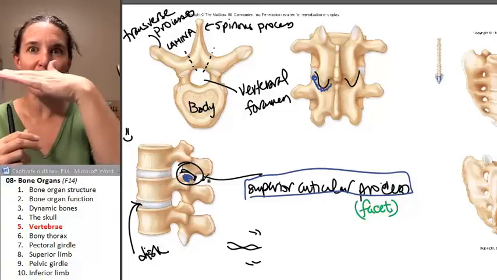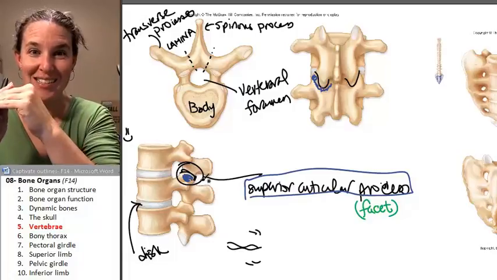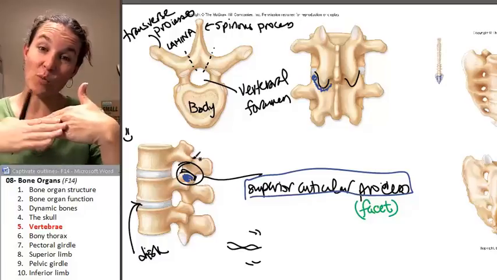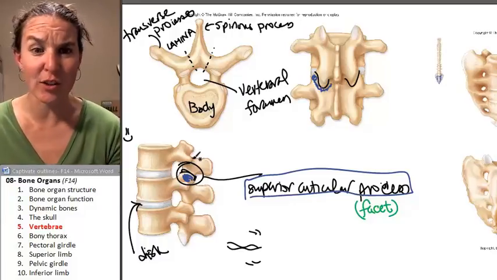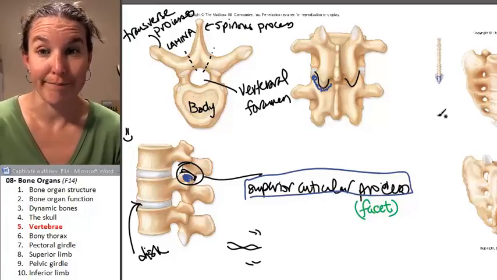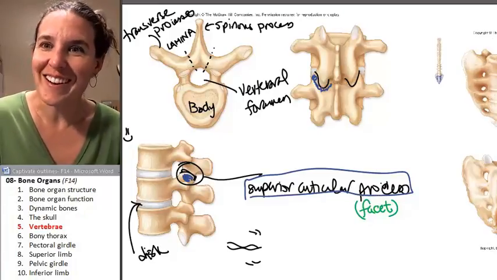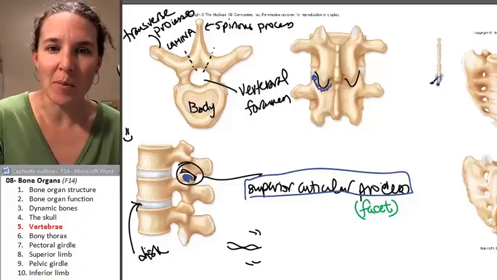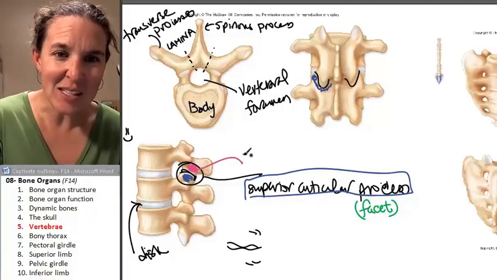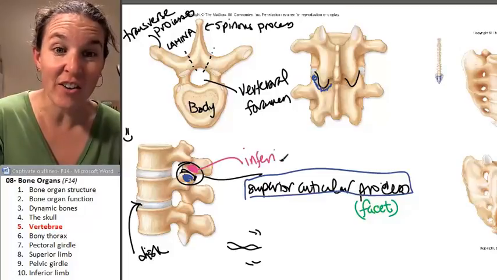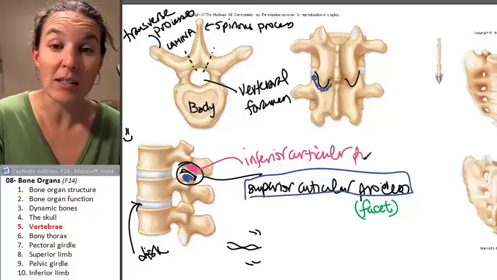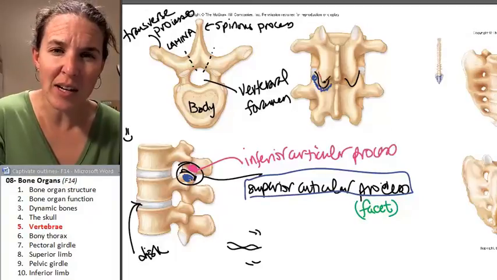So the superior articular process is the place where you find the superior articular facet, and who does it form a joint with? The inferior articular process. I'm going to make that one purple. And that's right here. Look, that is my inferior articular process. And look, it's right here.